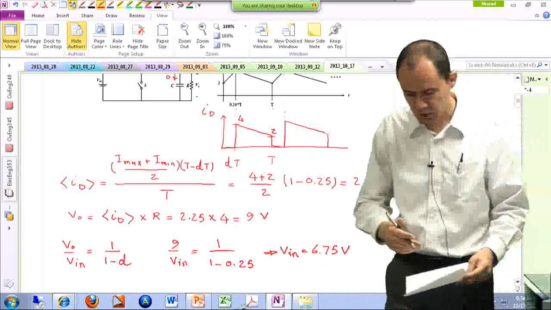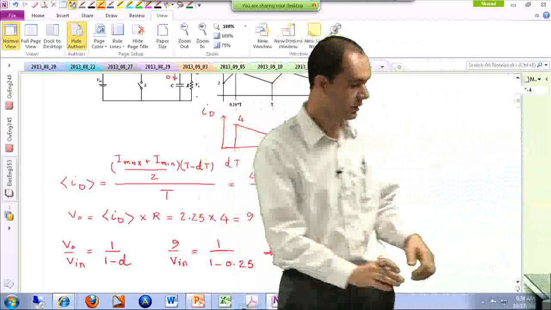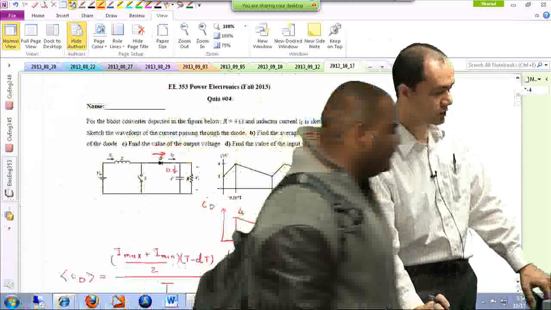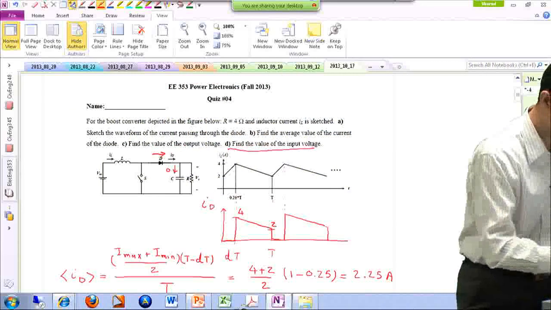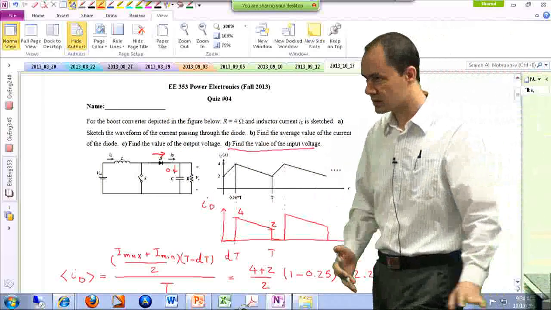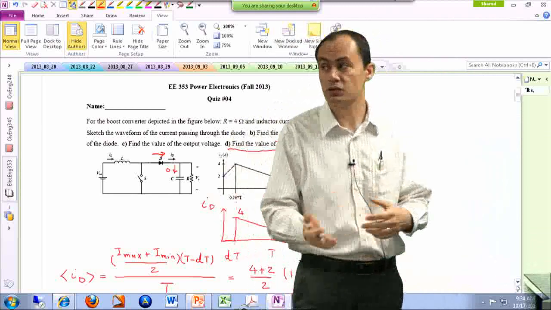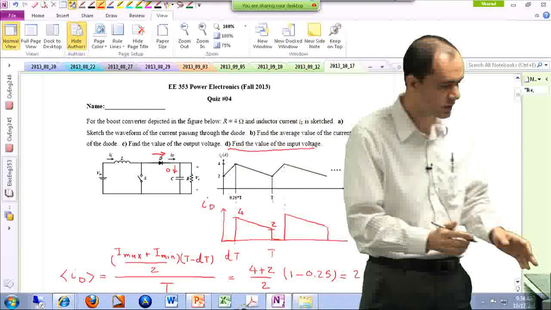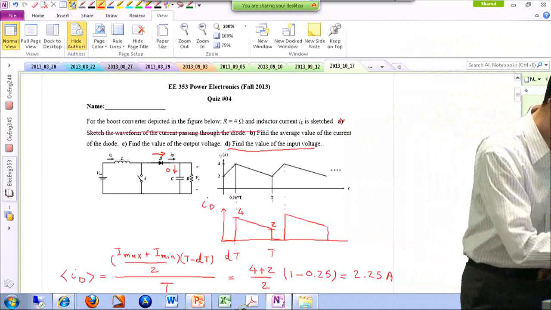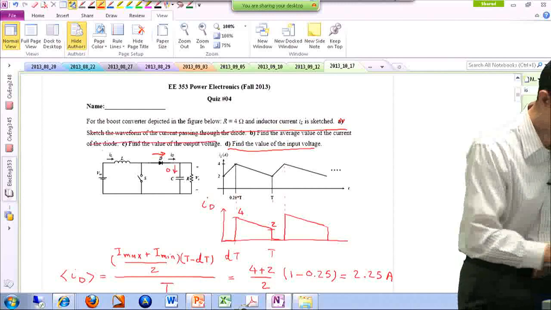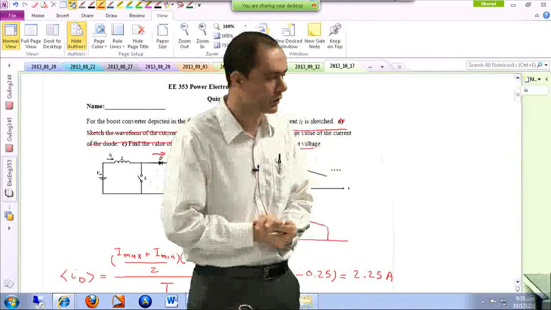Now sometimes, especially at the earlier stages, if you have a problem like this, I'm trying to walk you through the ultimate goal. The ultimate goal is this: find the value of the input voltage. But I'm trying to give you some hints. For part A, you should find the current of the diode, then find the output voltage, then find the input voltage. But sometimes, for instance, in your final exam, you may not see part A or B or C. All of a sudden, they ask you to find the value of the input voltage. There's no walking through. There's just the ultimate thing that we want to find.